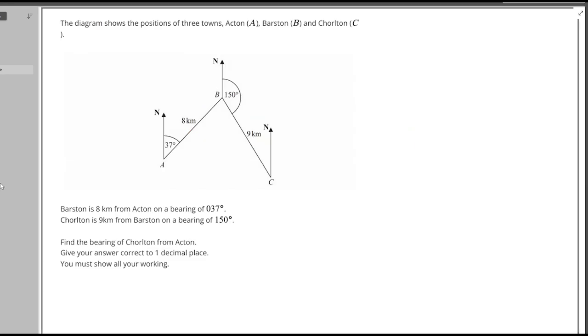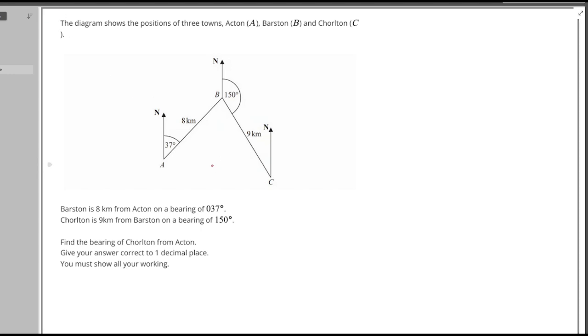Now in this problem, the diagram shows the positions of three towns: Acton, Barton and Colton. I will say A, B, C. Three towns ABC. Now B is 8 km from A on the bearing of 037. The diagram shows it. And C is 9 km from B on the bearing of 150 degrees. Find out the bearing of C from A.